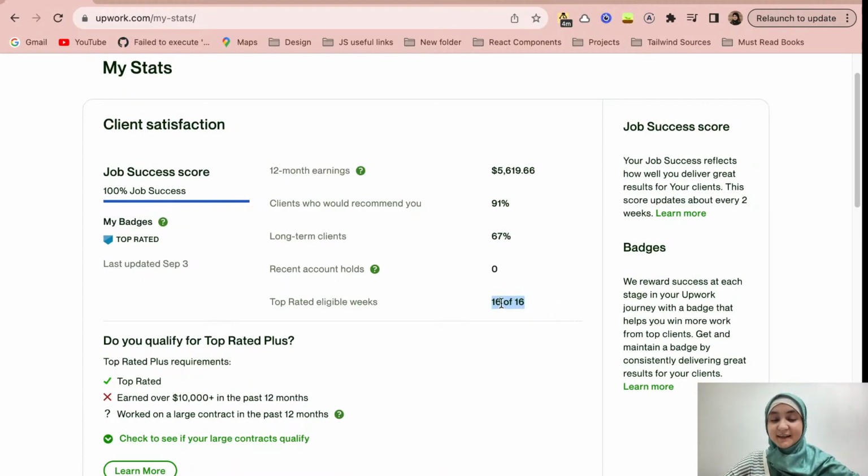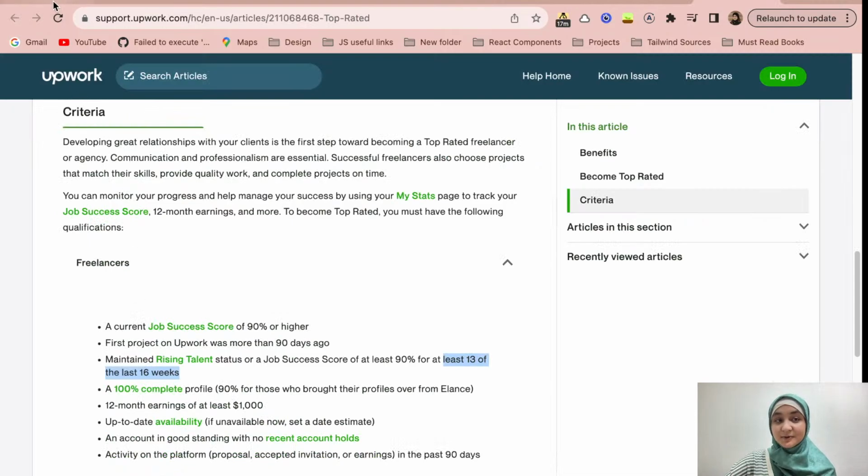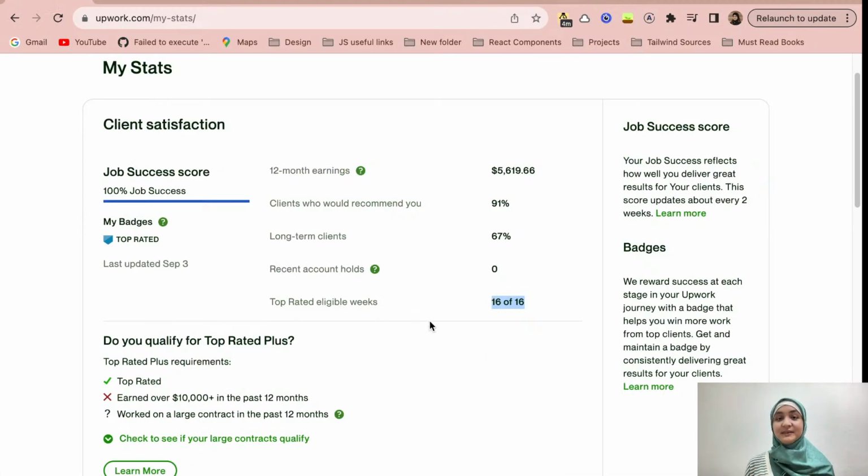What it means is, this week, actually weeks, 16 weeks. This week, if I have a job success score of bigger than 90, if I match all the criteria listed here, it will say that I have an eligibility week of 1. And if I pass the same criteria next week, I will have 2 weeks of eligibility, and so on. So right now I have 16 out of 16 for this batch. And this is how Upwork will count it.